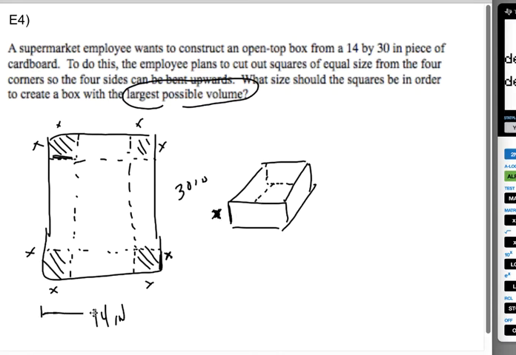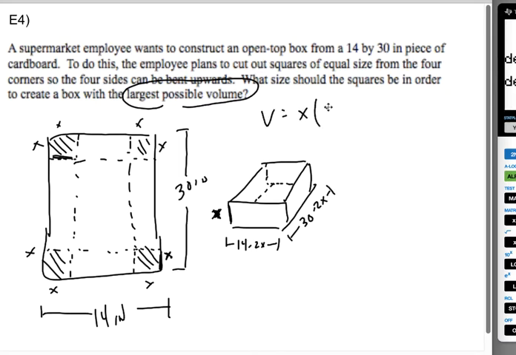This measurement, the whole thing was 14. So this is going to be a 14 minus 2x. And this whole thing was a 30, which means that this length is going to be a 30 minus the 2 x's I cut out. So the volume of the box is the height times the length times the width, although I don't think I'm writing them in that order. So there we go. That's the thing I want to maximize.